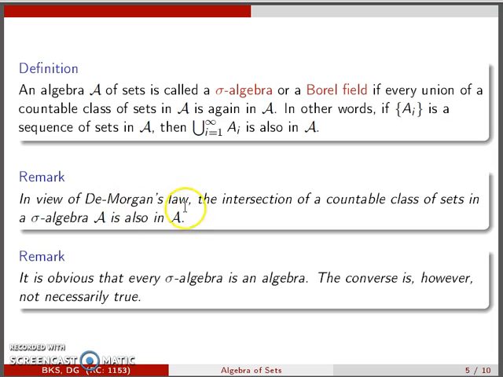Interestingly, in view of De Morgan's law, intersection of countable class of sets in sigma algebra script A is also in script A. So sigma algebra is not only closed under countable union, it's closed under countable intersection in view of De Morgan's law and in view of the first property that if a set A belongs to script A, its complement will also belong to script A. Well, the definition says every sigma algebra is an algebra, not the converse. So first try to prove it. The converse, think about it. It may take some time. We'll come back to it.